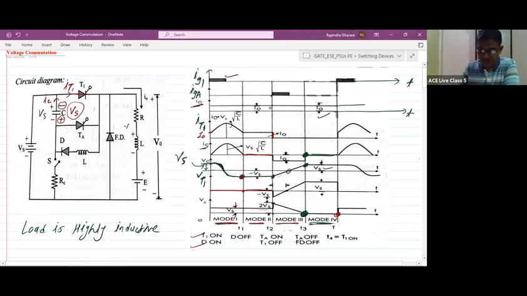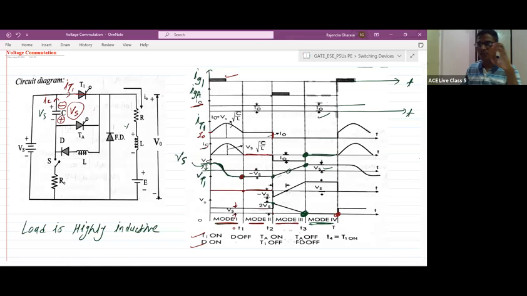What is I0? I0 is the same constant current I0, because the load is highly inductive. So load current is equal to capital I0. IC is 0 because the capacitor is not discharging. VC is equal to minus Vs. VT1 is 0, thyristor T1 is in on state, and V0 is equal to Vs only. This will continue for mode 2. At the end of mode 2, the capacitor has charged with a polarity of lower plate positive, upper plate negative.